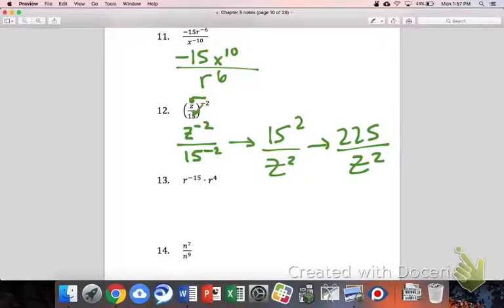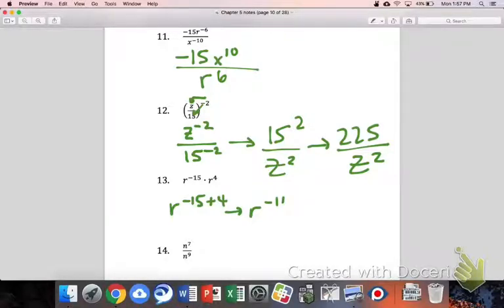Okay, number 13. I'm kind of curious how you all did this. Did anybody look at number 13 and say, if you are multiplying bases, you add exponents? If you did it that way, I really like that way. I think that makes a lot of sense. That rule still applies. Let's go ahead and do it that way. What is negative 15 plus 4? It's negative 11. R to the negative 11, yep.